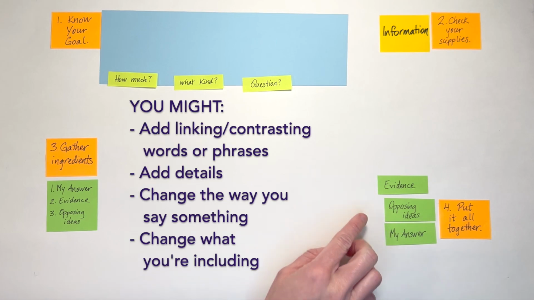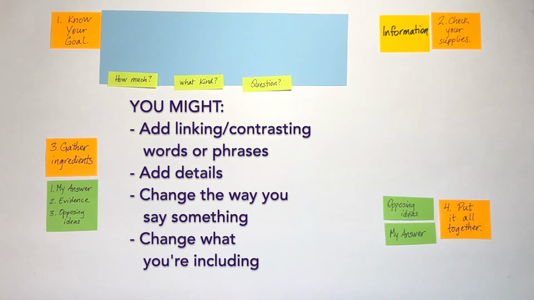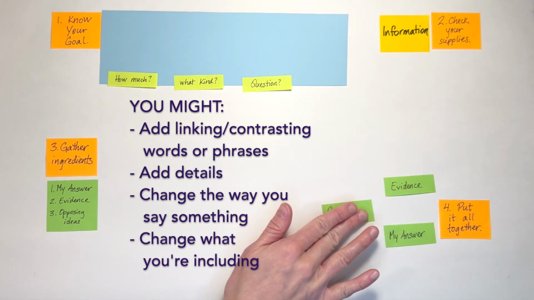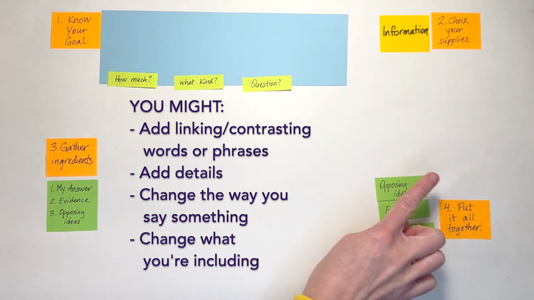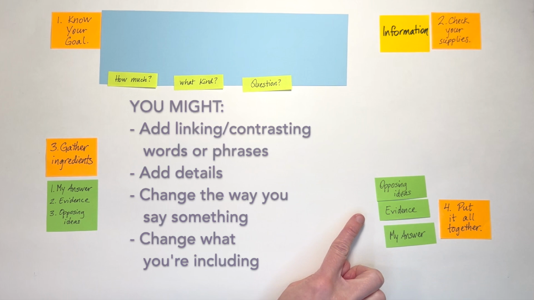You might add linking or contrasting words or phrases to connect your evidence or your opposing ideas to your answer. You might add details to clarify things for the reader. You might change the way you say something in order to fit better with the type of assignment that you have. Or you might change what you're including in the thesis statement itself. A thesis statement always has to include your answer, but sometimes you might introduce your evidence or introduce your opposing ideas somewhere else in the first portion of your paper. But keeping all 3 in there is a really good practice, and that's what we're going to do today.